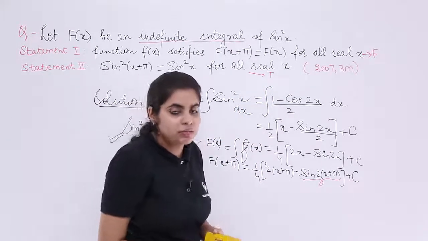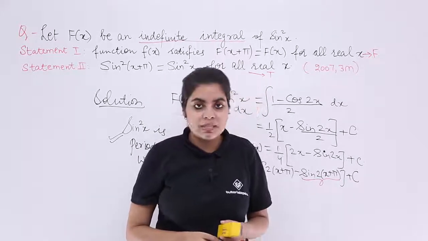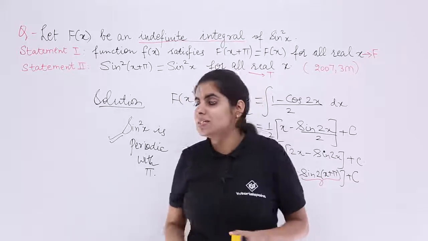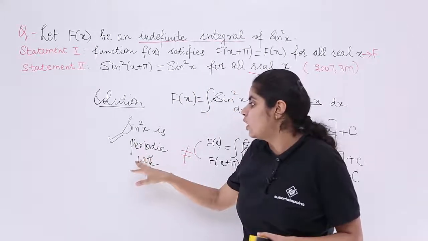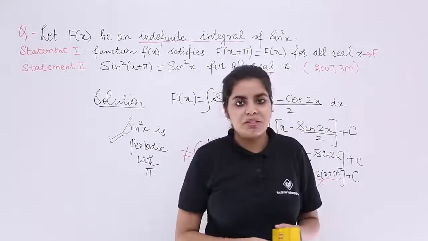So in this question, we basically had two statements. The first statement we understood was false and the second statement we understood was true. Why was it true? Because I know that sine square x is always periodic with pi, so the value will repeat itself after every pi.